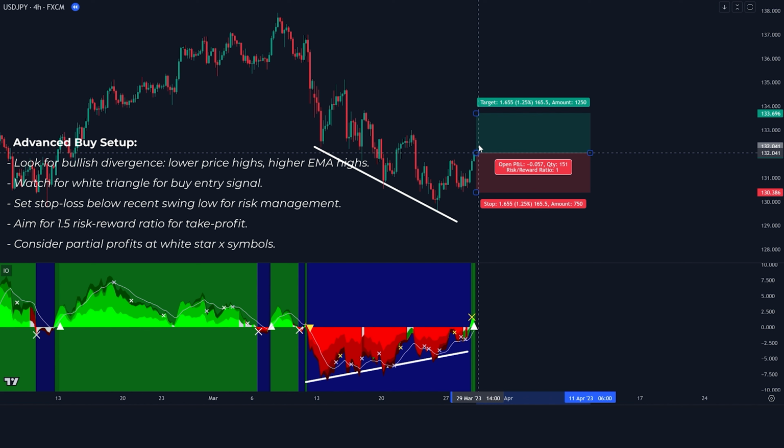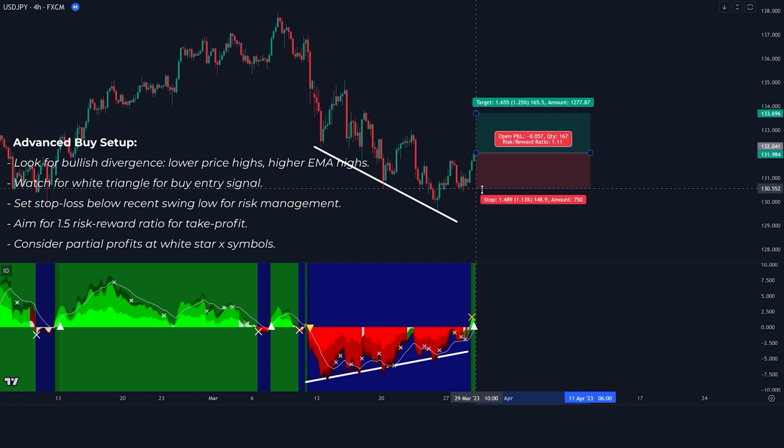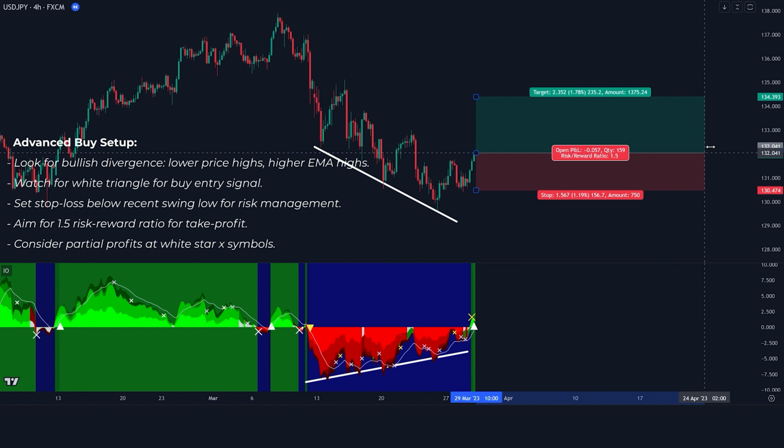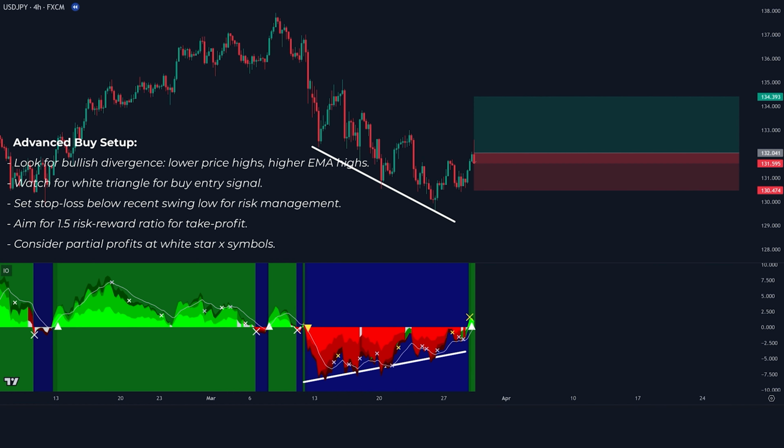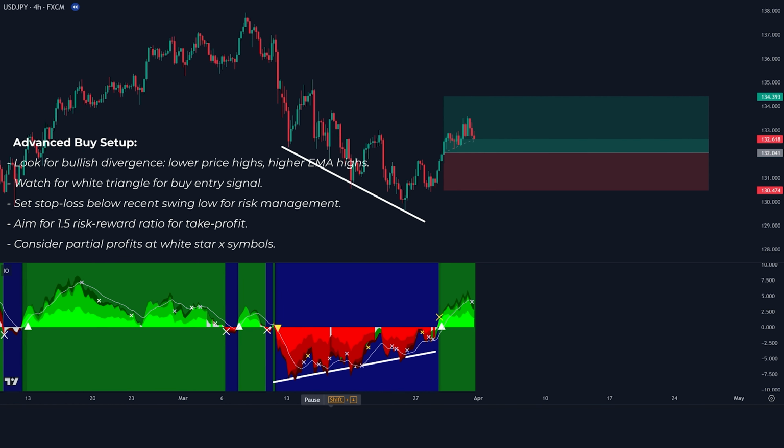For risk management, it's advisable to set a stop-loss order below the recent swing low to safeguard against potential losses. To establish a take-profit level, target a minimum risk-reward ratio of 1.5, adjusting the take-profit level accordingly to ensure a balanced approach to risk and reward.